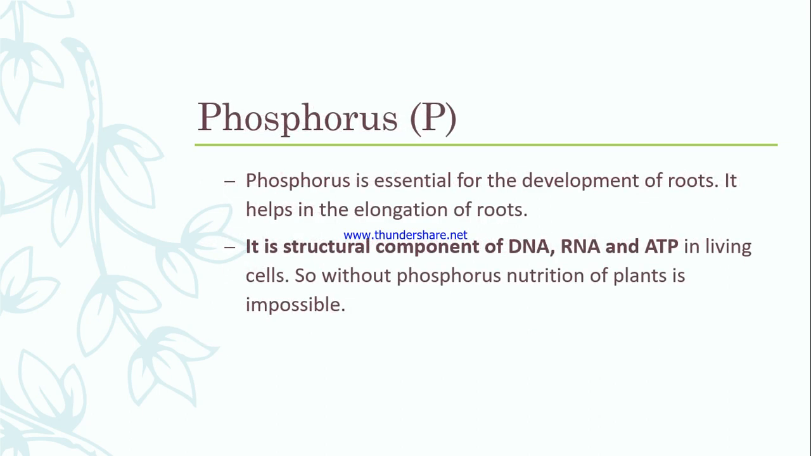Next, phosphorus. Phosphorus is very essential for the development of roots. Sometimes it also helps in the elongation of roots, which means the structure of root. Then it is the structural component of DNA, RNA, and ATP. We are going to learn detailed information about these things in another chapter, how phosphorus is a structural component of DNA, RNA. So for now, you have to memorize it is a structural component of DNA, RNA, and ATP. So phosphorus is also very important.